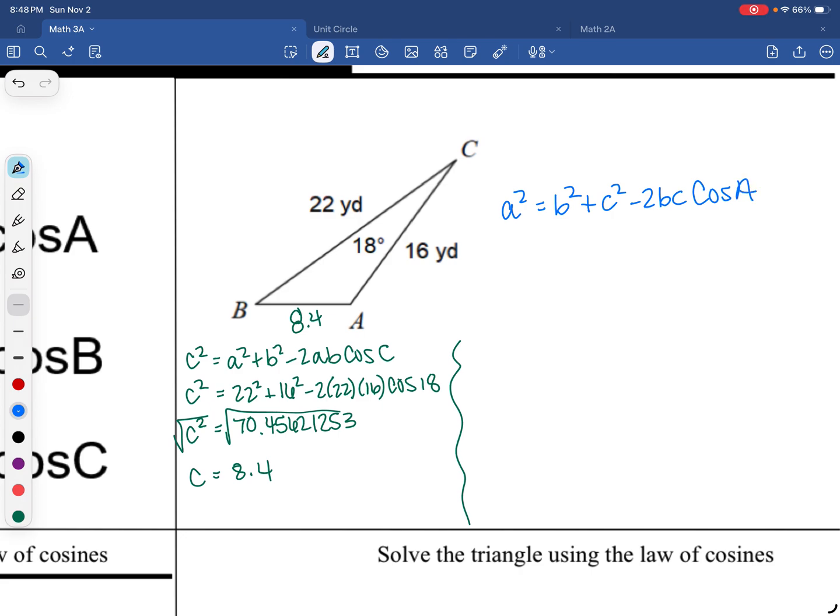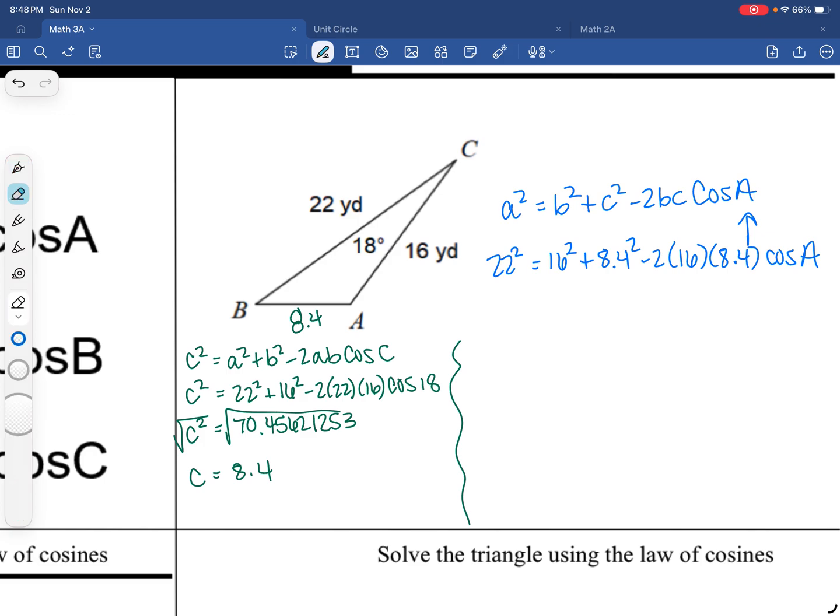And this is the one where we are going to have the A left, but we should know all of these sides to put in, because now we've got all three sides of our triangle. Okay, so here we go. A is 22 squared. B is 16 squared plus 8.4 squared minus 2 times 16 times 8.4 cosine A. Okay, so we've got everything that we know plugged into our equation.